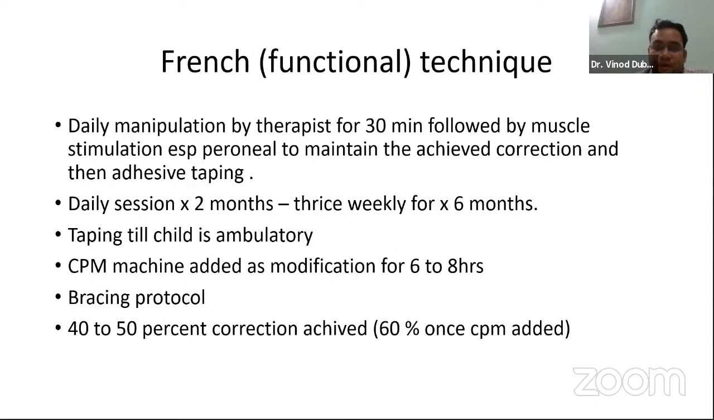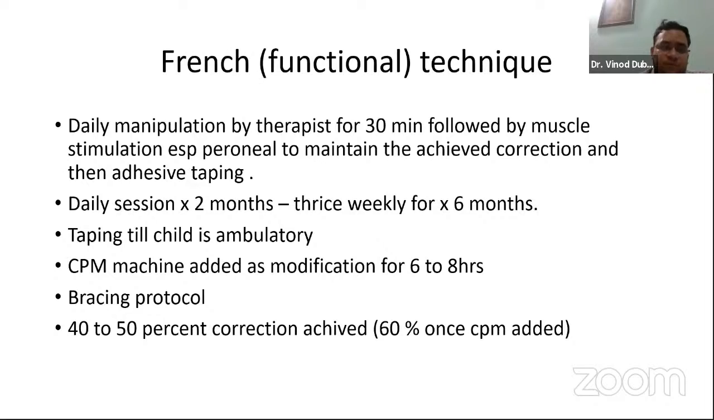then he applies adhesive taping, and this has to continue daily for 2 months and then thrice weekly for 6 months, and this taping will continue till the child is ambulatory, till the child starts walking, which is almost 1 year. So the treatment goes on for 9 months to 12 months, which is too much for a resource-limited country like us, where kids come from far away, rural areas, and they can't come to hospital daily for the next 1 year. It becomes technically very demanding from our side to tell them to come daily for 1 year.